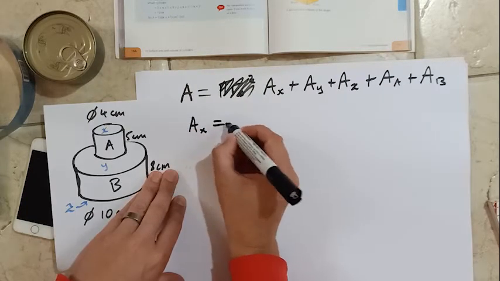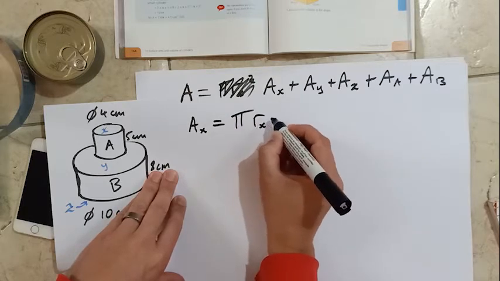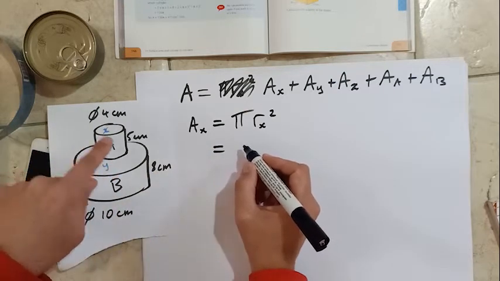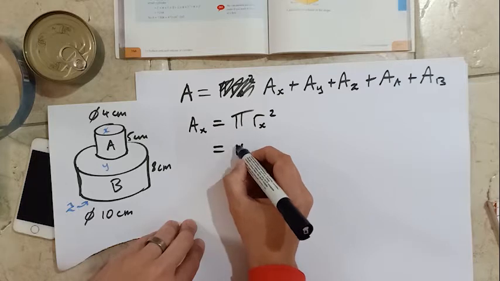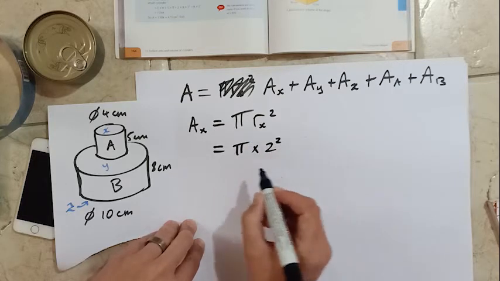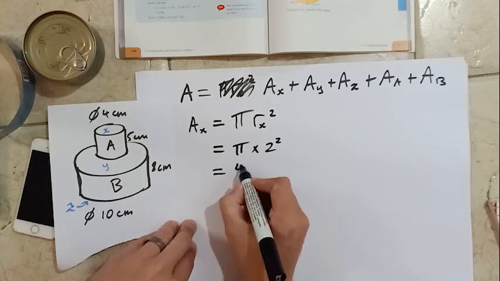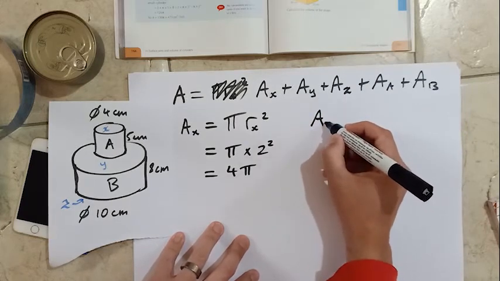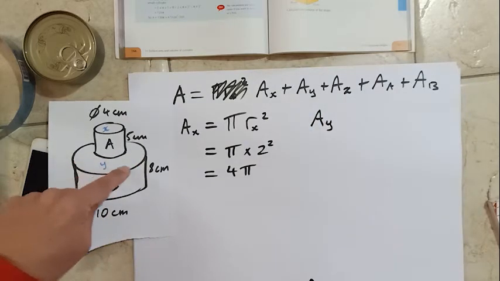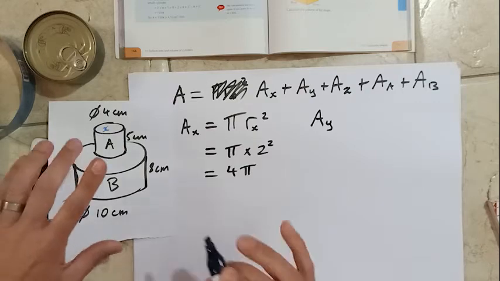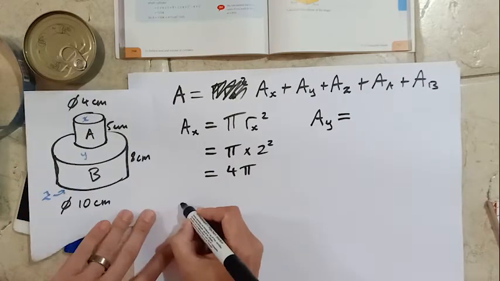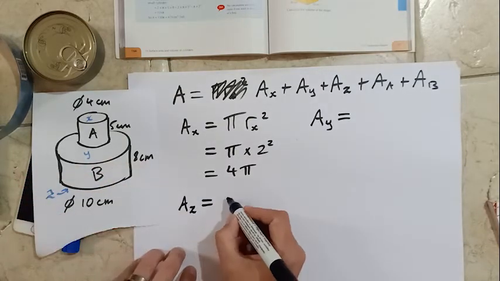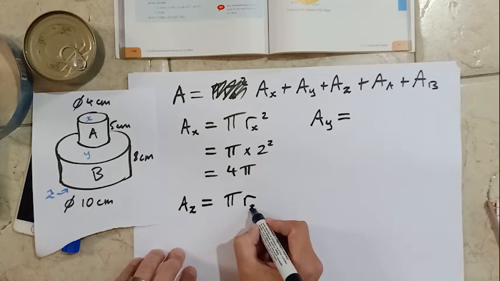Area of X equals pi r x squared, which is pi times 2 squared, which is 4 pi. Okay, done. The area of Y, that's this one. Hang on, we'll leave that for the moment. Let's do the area of Z. The area of Z is just a circle, so that's pi r z squared.